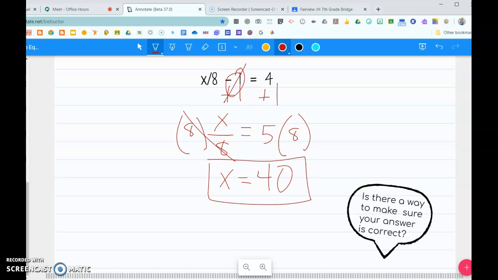I would go back and double check to make sure my answer is correct. 40 divided by 8 is 5. 5 minus 1 equals 4. So it works.